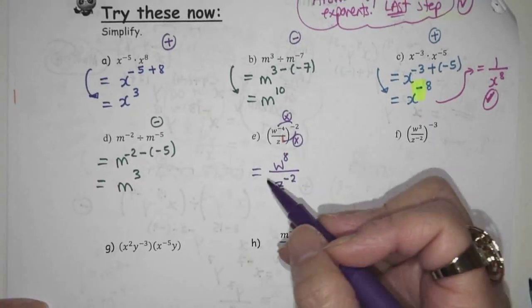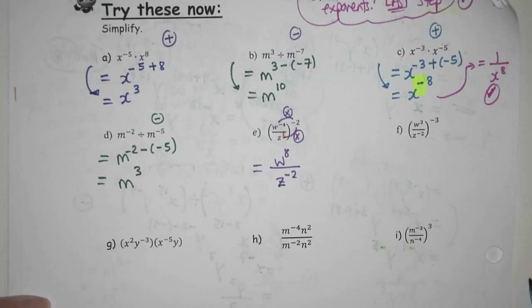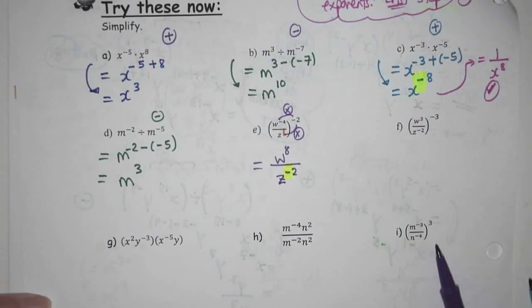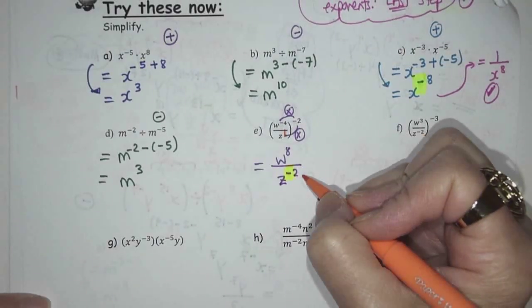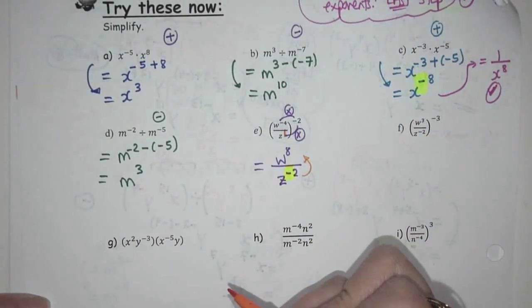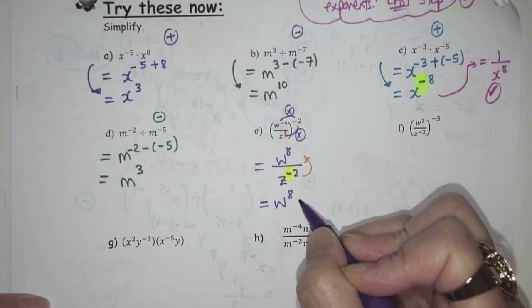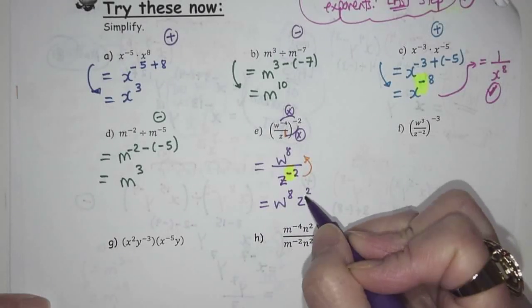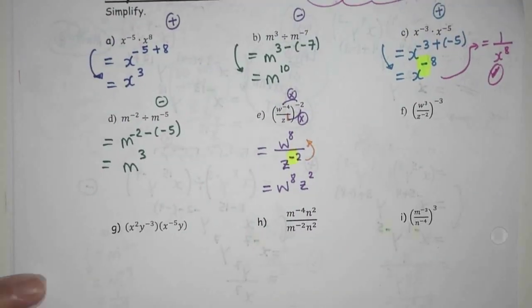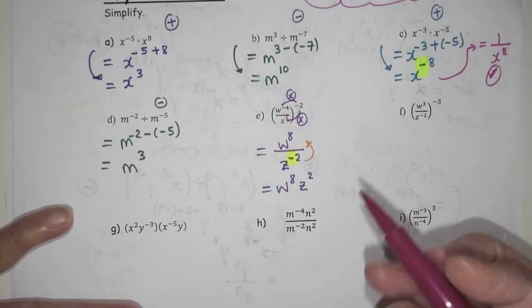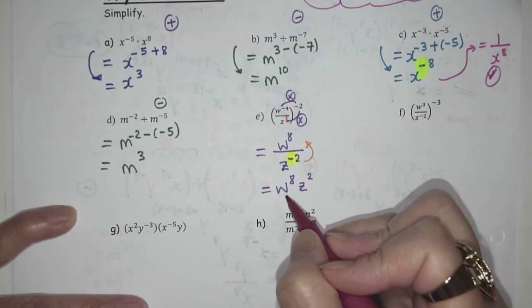Now, that's all done. I can't do anything more because there's nothing else to simplify, but I don't like leaving any answers with a negative in the exponent. That negative in the exponent in the denominator means you need the reciprocal, which means it flips up. So my final answer would be w to the 8 and z to the 2 here, because it moves up to be with the 8. You don't need over 1.